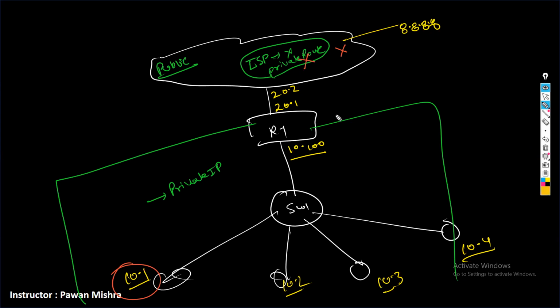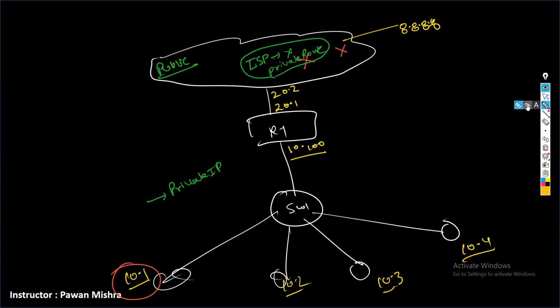This is the R1 router. This router has a routing table, because right now this router has 2 ports, F0/0 and F0/1. On F0/0 this is the IP address, and on F0/1 this is the IP address. Obviously every router has its own routing table. So let's say this is the R1 router routing table.